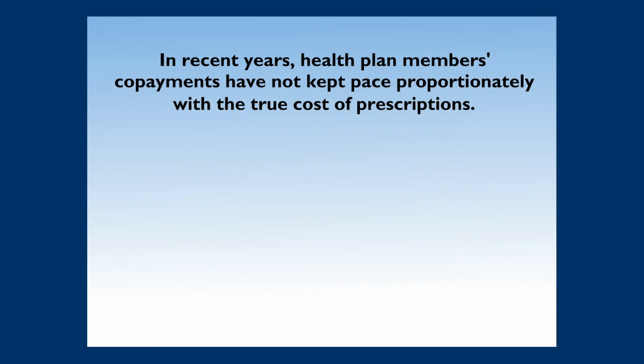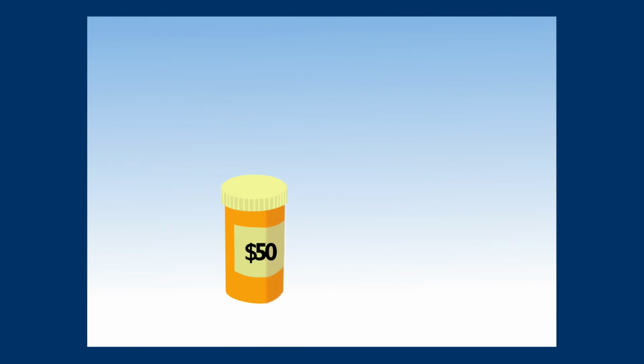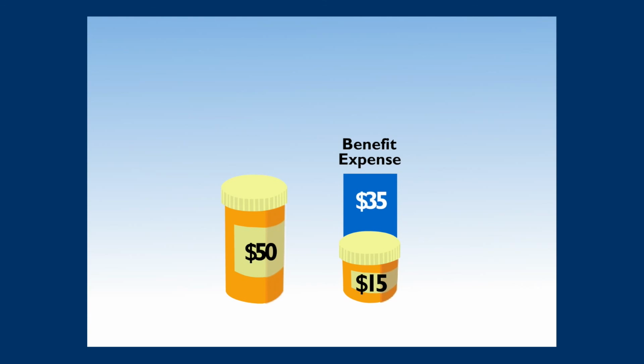In recent years, health plan members' co-payments have not kept pace proportionately with the true cost of prescriptions. For example, if a prescription costs $50 and a member's copayment is $15, the benefit expense would be $35. The $35 is paid by the health insurance plan as a benefit expense.